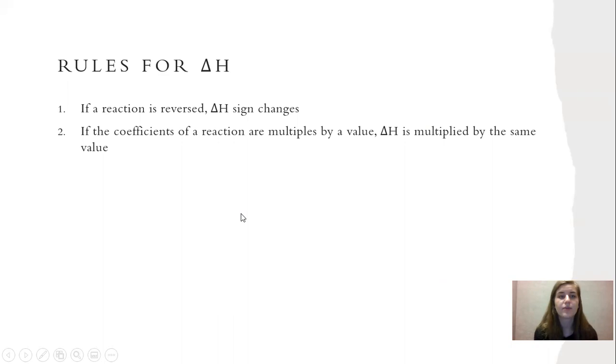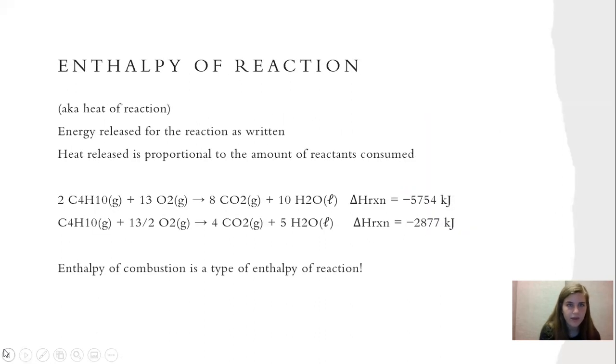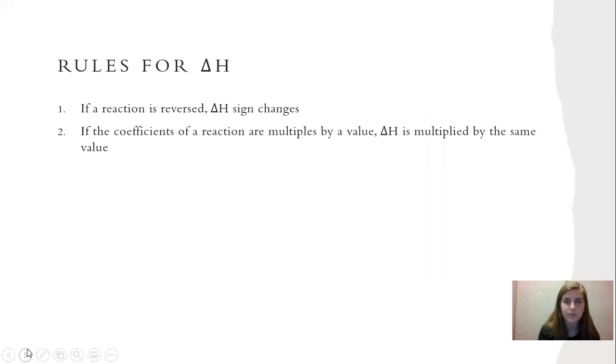And then we also have, if the coefficients of a reaction are multiplied, sorry for the typo, multiplied by a value, enthalpy is multiplied by the same value. So that's what we saw, let me see if I can go back, right here, because these were all multiplied by half. This was also multiplied by half. And so that's also another cool property of delta H. And again, that all relates to the proportionality thing.